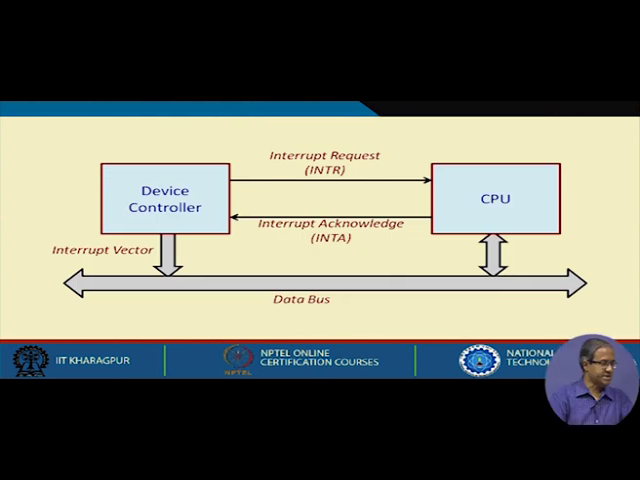So, this is a picture which shows the CPU, the device controller and the bus, the overall picture. So, exactly what we have said. The device controller will be sending an interrupt request to the CPU. CPU at the end of the current instruction execution will be sending back an interrupt acknowledge. So, in response to that, device controller will be pushing an interrupt vector on the data bus, CPU will be reading that interrupt vector and will be able to identify which device has interrupted, right.